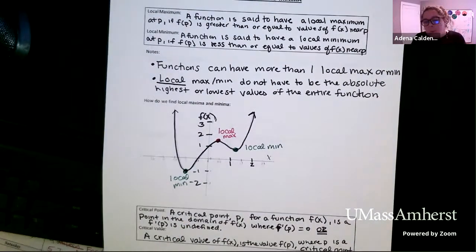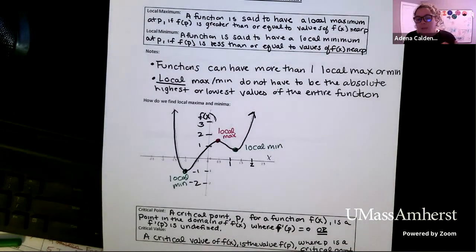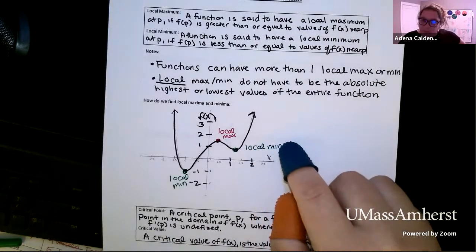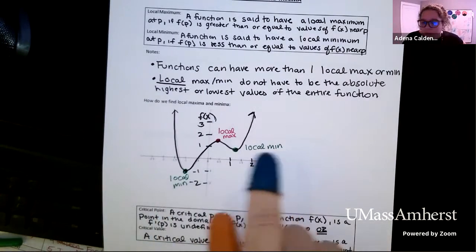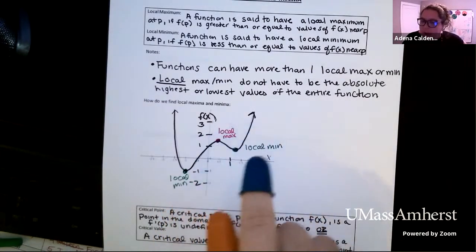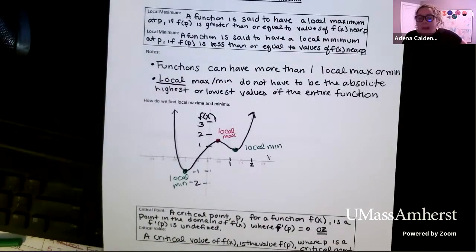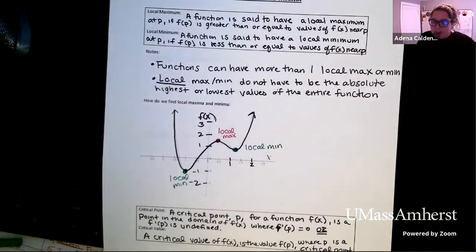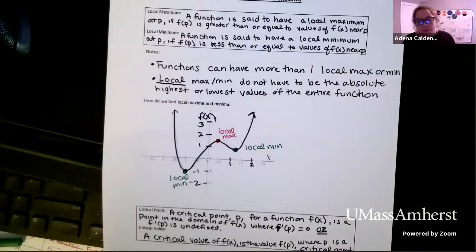So again, we can have more than one local max or local min. Here we have one local max, but we have two local mins. You'll notice that this local min on the right is higher than the local min on the left, but they're still local mins because in the area they're in, they are the lowest point. And so our job today is going to be to find these. We're going to look at all sorts of functions and try to figure out where is the local max, where are the local mins, how do we find them?